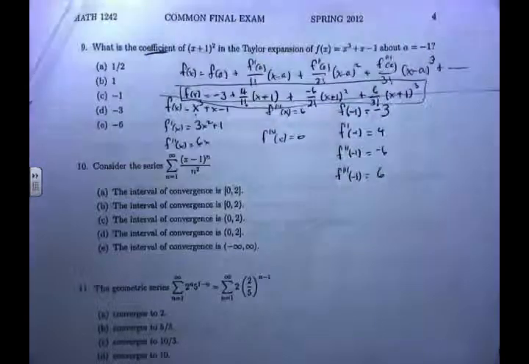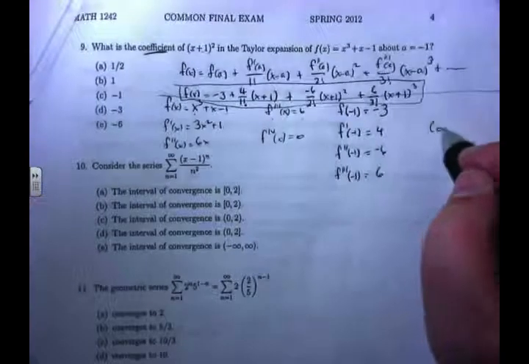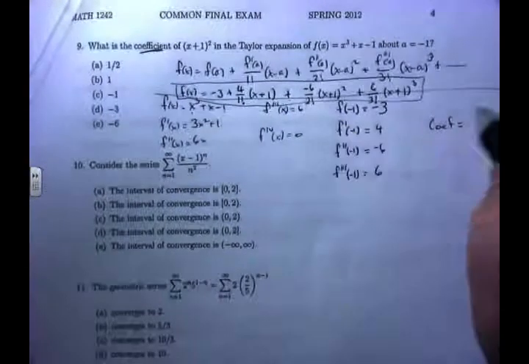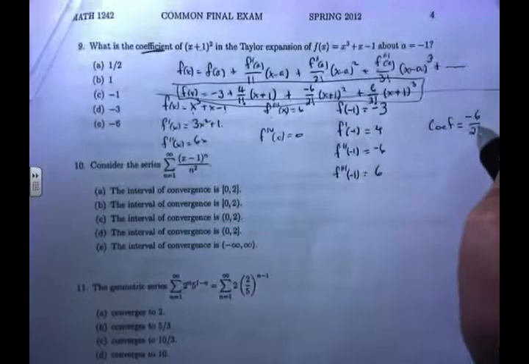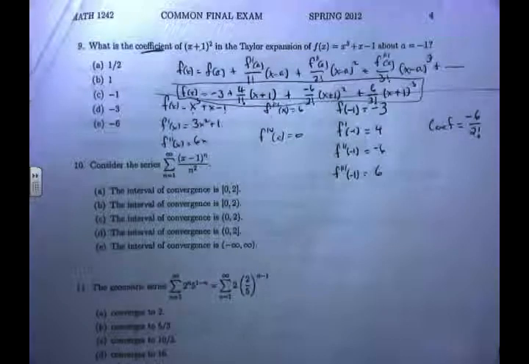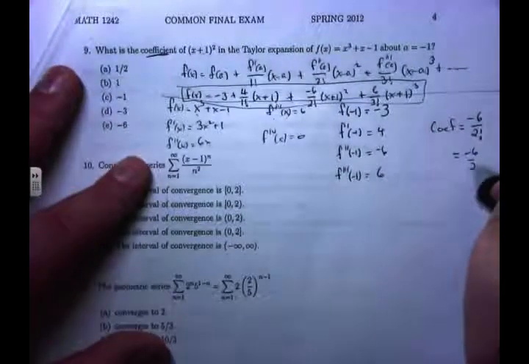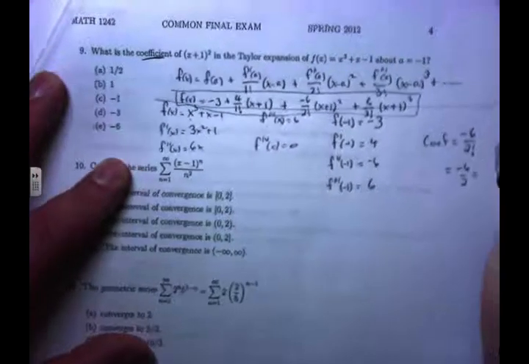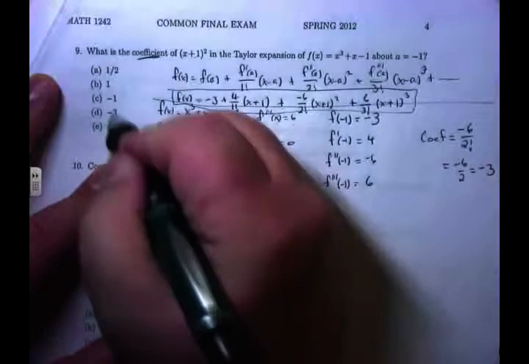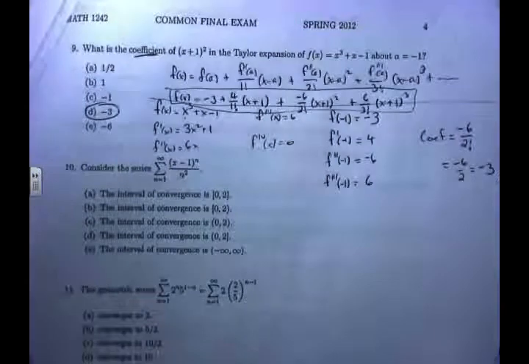What is the coefficient of the x plus 1 squared? There's my x plus 1 squared. So my coefficient is going to be equal to the negative 6 over 2 factorial. Does that make sense? Coefficient means the number in front. What's 2 factorial? That's 2 times 1, which is 2. So this is negative 6 divided by 2, which is equal to negative 3. The answer is D, negative 3.